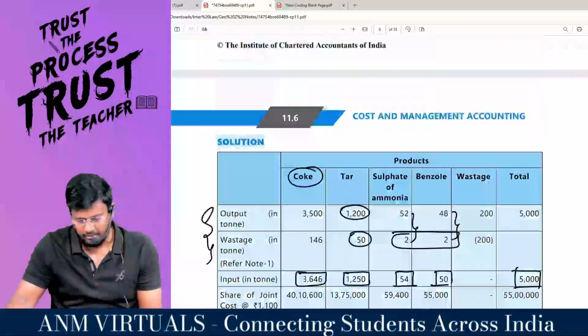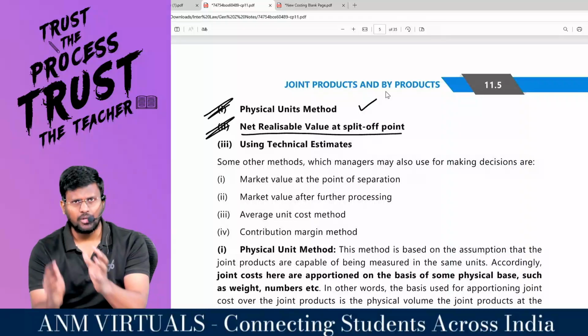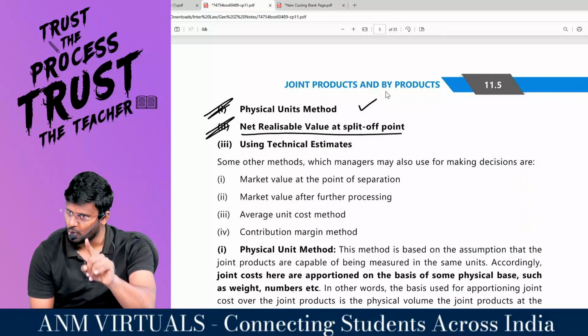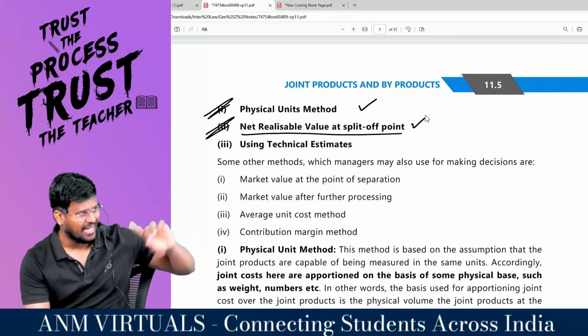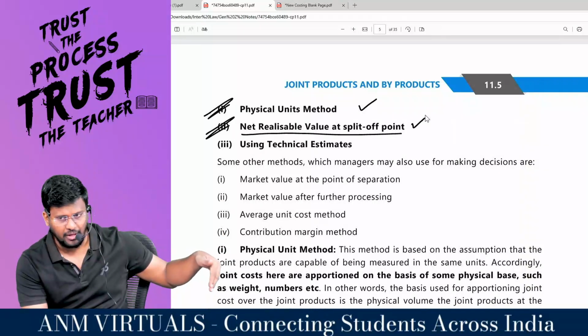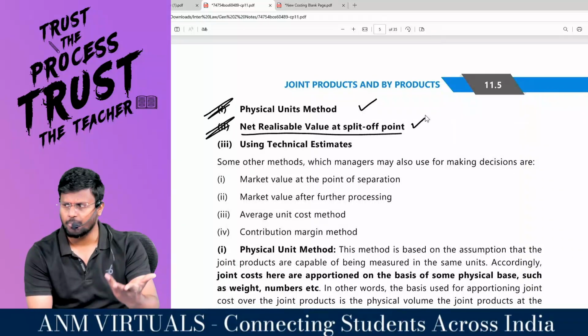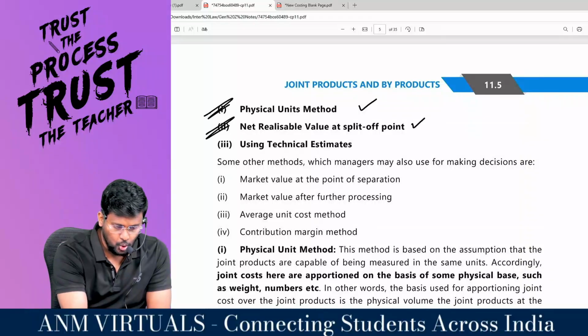Method number 1, physical units method. Look here, based upon the number of units that came out, you have to apportion. But if there is any normal loss, you should be very careful. Correct? Net realizable value at split off point: you have to take the actual selling price minus profit minus further processing cost minus selling and distribution cost. You will get the NRV at the split off point, using technical estimate.